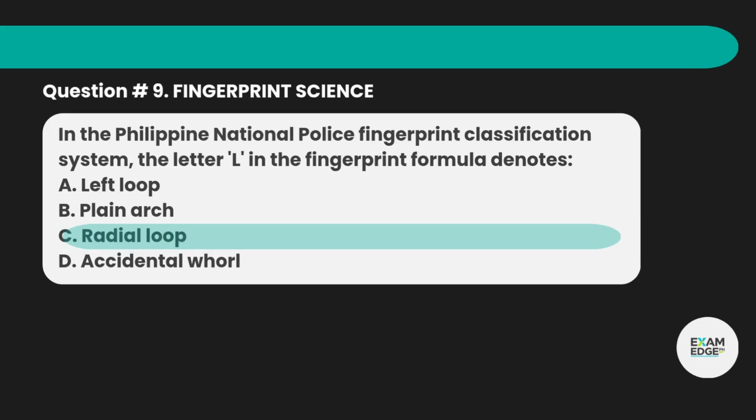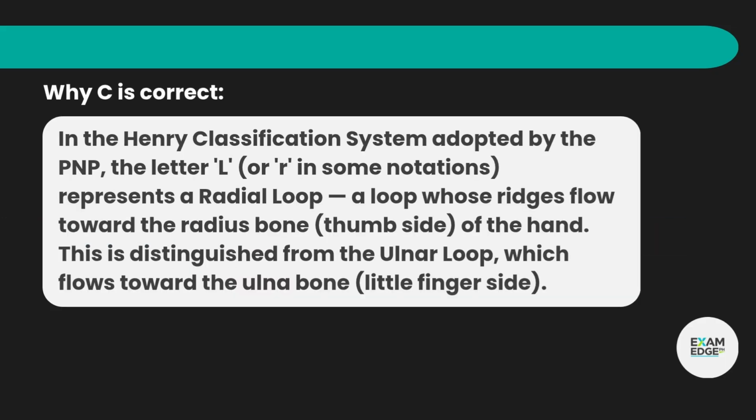Correct answer: C. Radial loop. Why C is correct? In the Henry classification system adopted by the PNP, the letter L, or R in some notations, represents a radial loop, a loop whose ridges flow toward the radius bone, thumb side, of the hand. This is distinguished from the ulnar loop, which flows toward the ulna bone, little finger side.